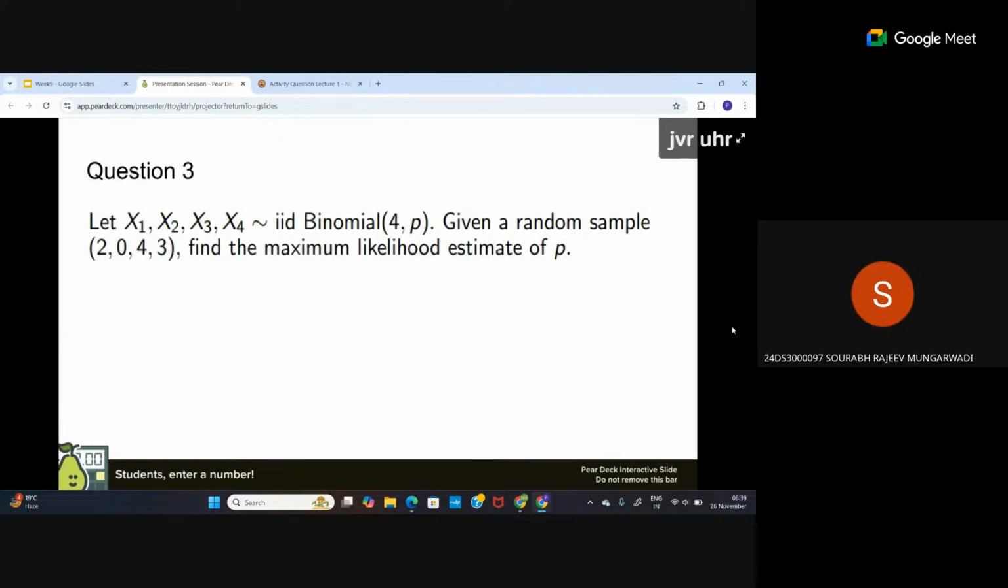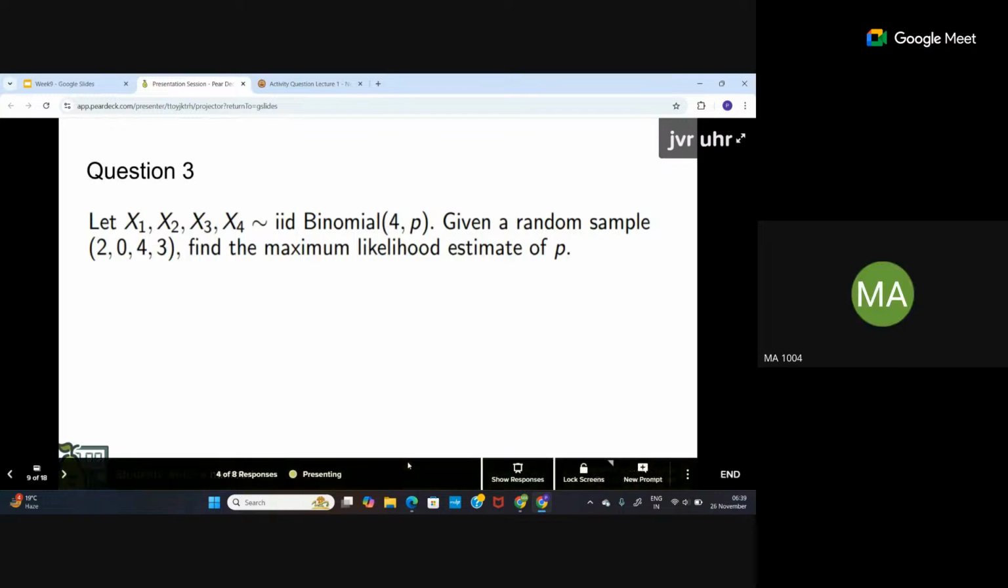And was it 0.5625? Okay, I will solve it. I don't know the answer. Okay, how did you solve it? Same process, right? Yes, ma'am. Okay, let me solve this question.